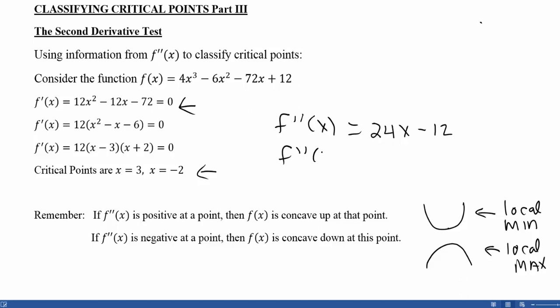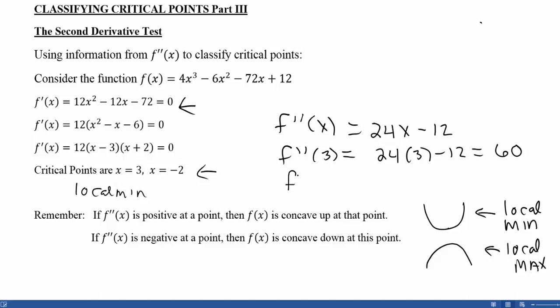So if we plug in 3 into the second derivative here, we're going to get 24 times 3 minus 12, which is going to give us positive 60, which means that when x equals 3 and we're at our critical point, the original function is going to be concave up because it's positive at the second derivative. And if it's concave up, that means that x equals 3 is a local minimum.